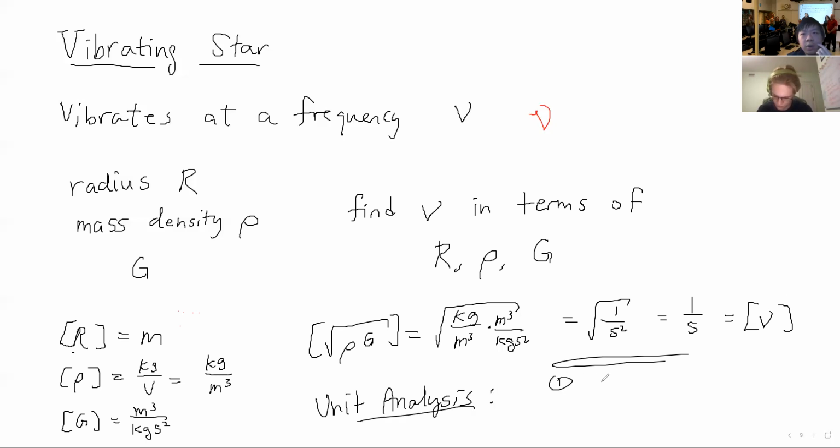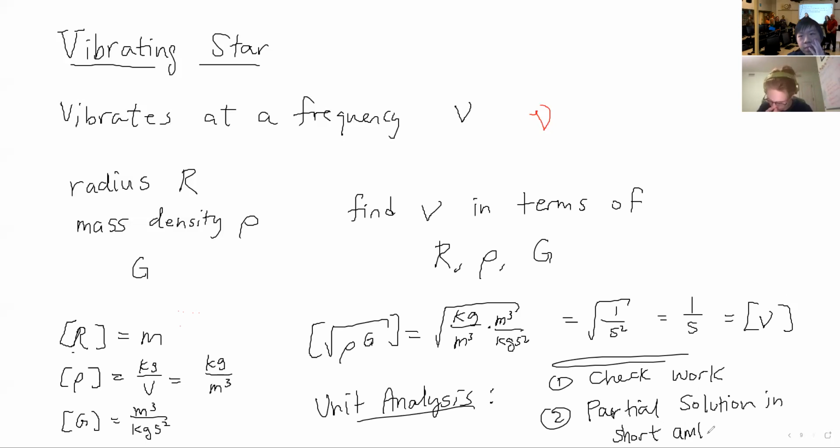It's 1, to check work. And then 2, partial solution in a short amount of time. I'm saying a relatively short amount of time because it's probably faster than whatever physics solution you might have to come up with.